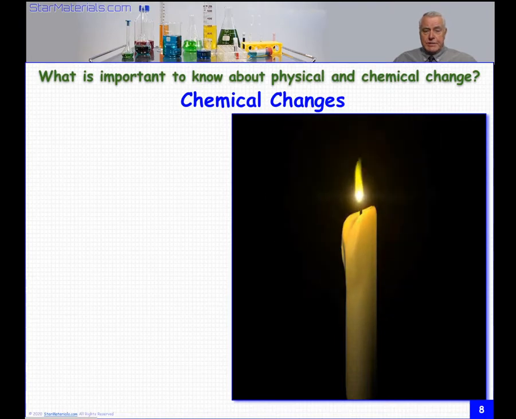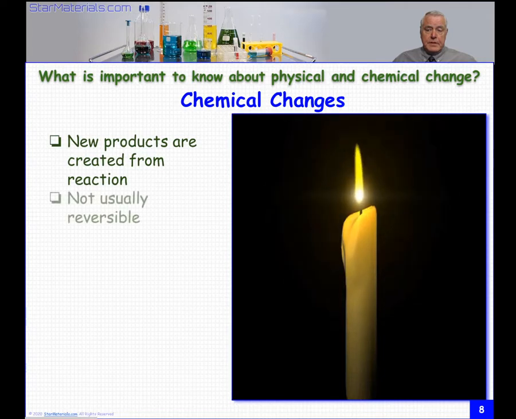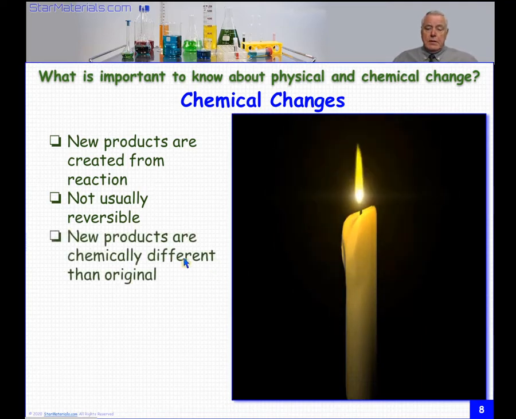Now, chemical changes. New products are created from the reaction. They're usually not reversible. In other words, you can't go back and forth all day like you can with a physical change like water. New products, what you're left with, are chemically different than the original.